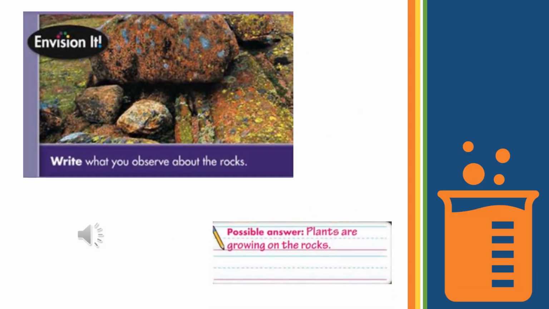Okay, students, get your science book, page number 192. At the top of the page, you will find a picture of rocks. And the question is to write what you observe about the rocks. Come on, use your senses. What you observe about the rocks. Yeah, plants are growing on the rocks.